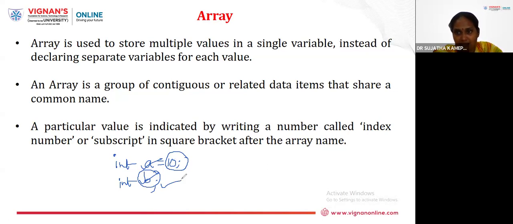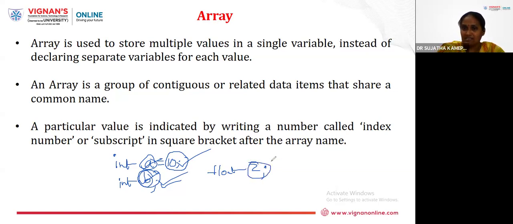If you take any real value, or any character, or any integer value, one variable can store only one value. An integer variable stores one integer value, and this other integer variable stores another integer value. Suppose you write float z, this is a real variable which stores one real value. So if I declare one variable, it can hold only one value.